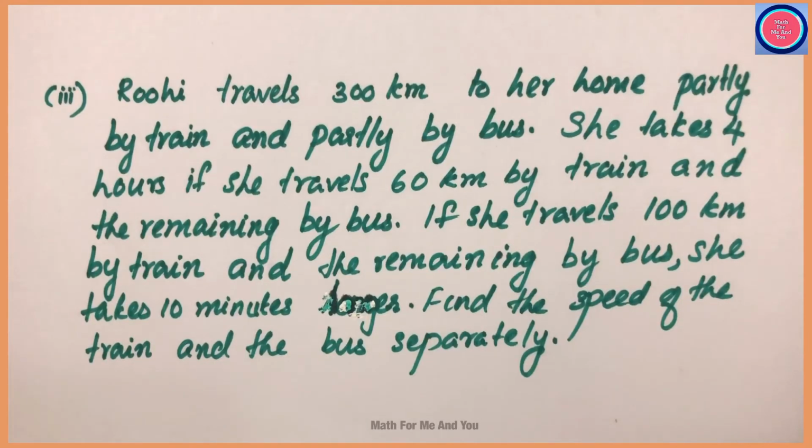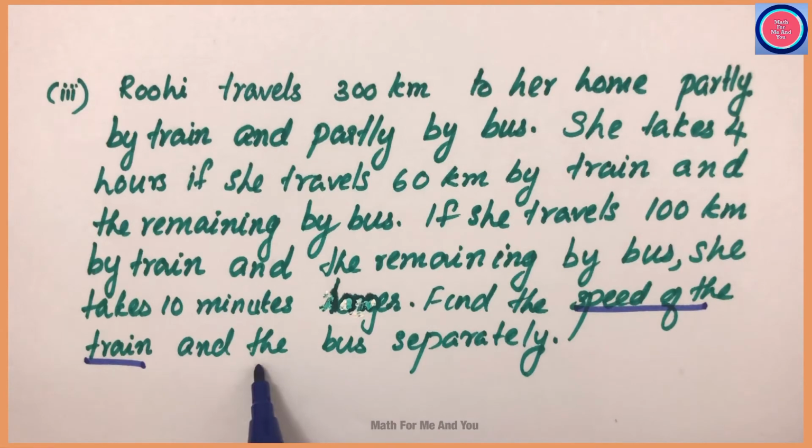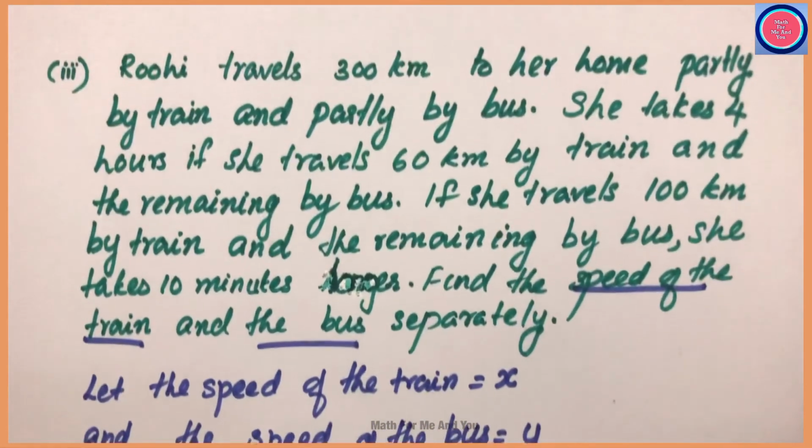Now the third question. Ruhi travels 300 km to her home partly by train and partly by bus. She takes 4 hours if she travels 60 km by train and the remaining by bus. If she travels 100 km by train and the remaining by bus, she takes 10 minutes longer. Find the speed of the train and the bus separately. So here we need two things, speed of the train and speed of the bus. So we take the speed of the train be x and the speed of the bus be y.